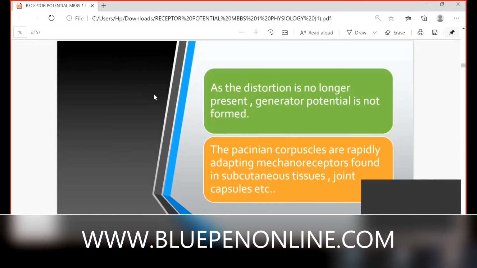Now, as the distortion is no longer present, generator potential is not formed. The Pacinian corpuscles are rapidly adapting mechanoreceptors found in the subcutaneous tissues, joint capsules, etc. Usually it is found in the cutaneous tissues.